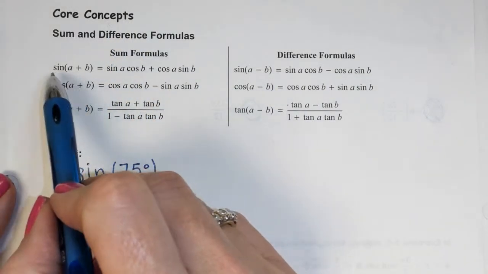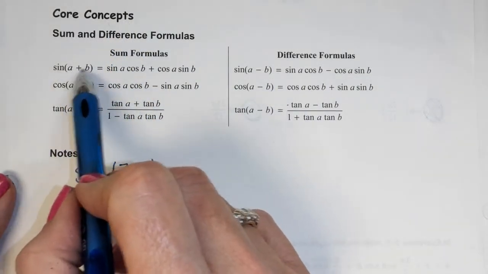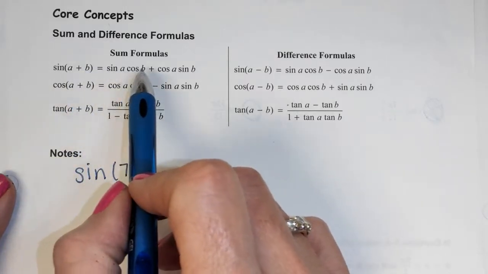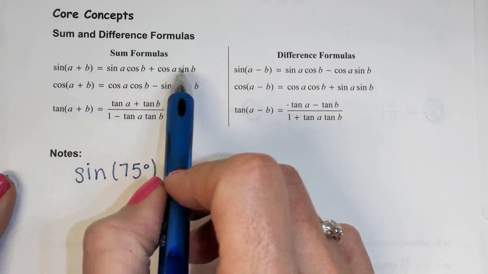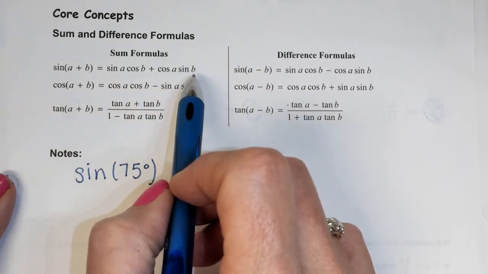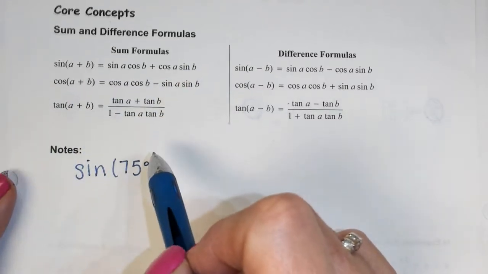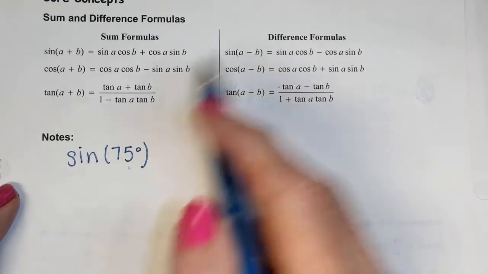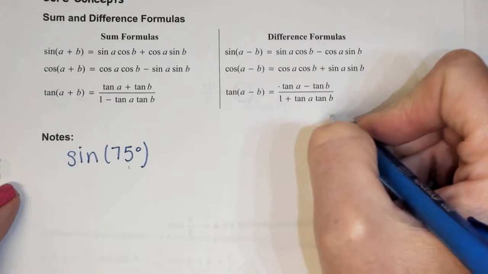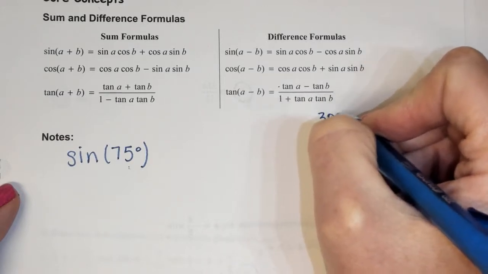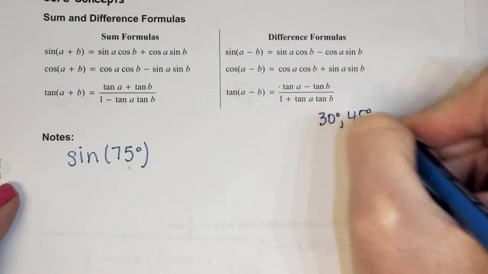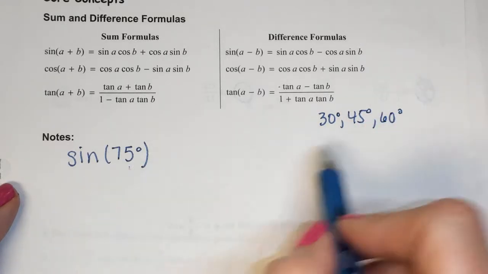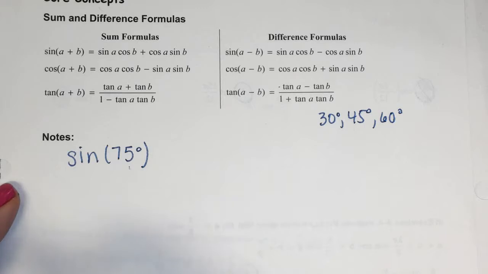So this is saying that if I have the sine of two angles added together, it's going to be equal to the sine of the first, cosine of the second, plus the cosine of the first and the sine of the second. Completely new formulas that we've never used. But what we have to do is break 75 down into some angles that we know. The angles we can evaluate are 30 degrees, 45 degrees, and 60 degrees. So how can I rewrite 75 using some combination of those?